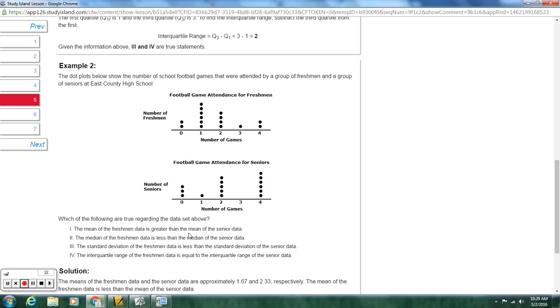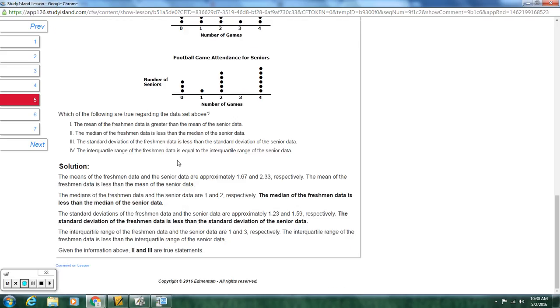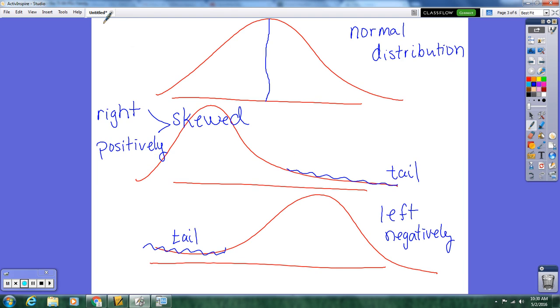Which of the following are true? The mean of the freshmen is greater than the mean of the seniors. Well, could we go in here and put 0, 0, 1, 1, 1, 1, 1, 2, 2, 2, 2, 3, 4, 4, and do our one variable stat? Then could we put the seniors' data: 0, 0, 0, 1, 2, 2, 2, 2, 2, 4, 4, 4, 4, 4, 4, all in L1 and do one variable stat? It would be real simple to find the mean, talk about the median, the standard deviation, the interquartile range. We could do all that, but like I said, we're not going to. Okay.